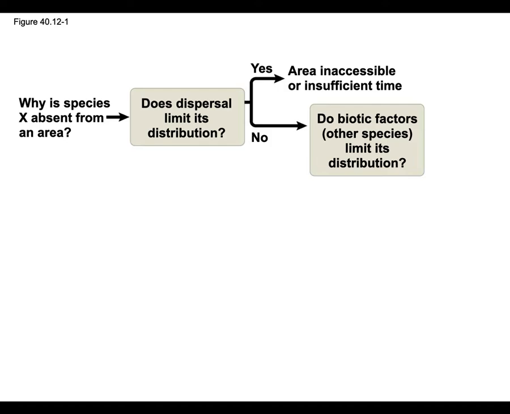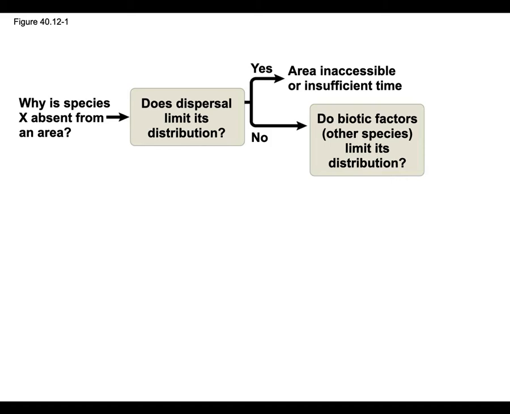Now, when it comes to thinking about why there are organisms in a certain ecosystem, we really have to think about what are the factors that are causing that organism to be there, and what does that mean about that organism and its ecosystem. So if we don't see a species in an ecosystem, like penguins in Costa Rica, we first have to ask, does dispersal limit its distribution? Are penguins even able to get to Costa Rica? The answer is yes. It's probably because the area is inaccessible, or there's not been enough time for that species to try and get there.